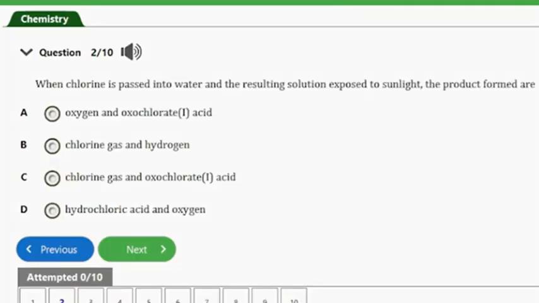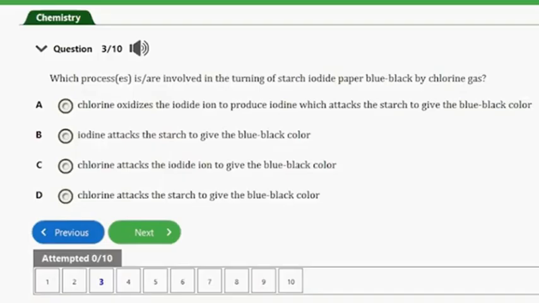When chlorine is passed into water and the resulting solution exposed to sunlight, the products formed are: A, oxygen and oxochlorate(I) acid; B, chlorine gas and hydrogen; C, chlorine gas and oxochlorate(I) acid; D, hydrochloric acid and oxygen. So guys, the answer to this question will be option D here, and that's hydrochloric acid and oxygen. So when chlorine gas is passed into water, the resulting solution is going to be hydrochloric acid and oxygen. So guys, that's it for this question. So let's consider the next question.